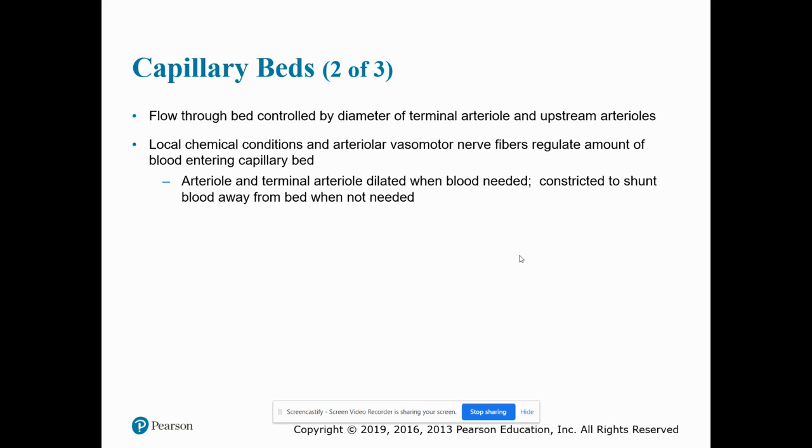And then flow through a capillary bed is controlled by the diameter of the terminal arteriole and upstream arterioles. In addition, local chemical conditions and arterial vasomotor nerve fibers regulate the amount of blood entering a capillary bed. So what they do is, if blood is needed, the arteriole and the terminal arteriole will dilate. If blood is not needed, they will constrict and it'll shunt blood away.